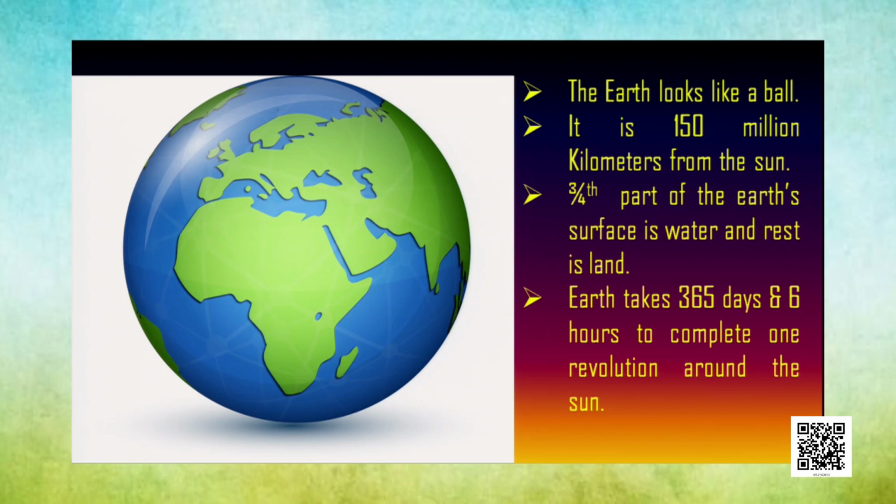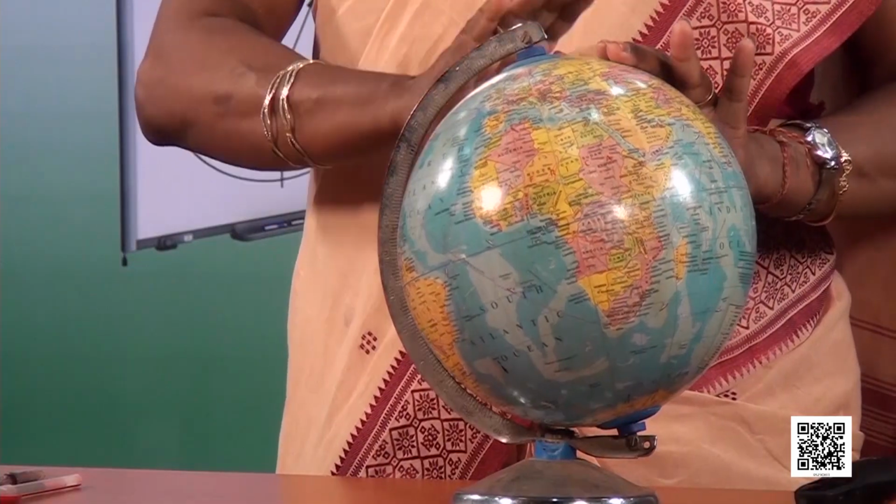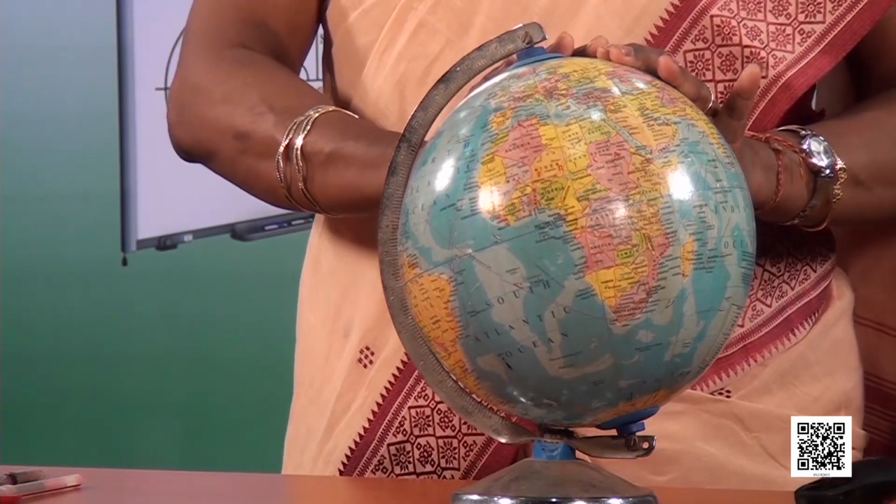Children, this is the two-dimensional picture of our Earth, and I have told you it looks like a ball. We have the miniature Earth. We say globe is the miniature Earth. What is a globe? Let's see a globe. This is a globe, children. This is how the Earth looks like.